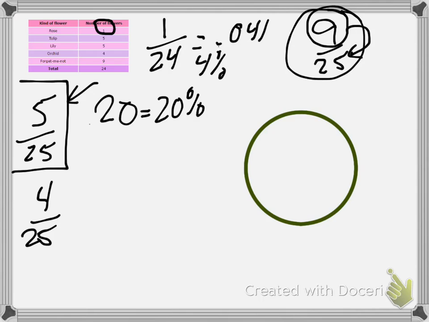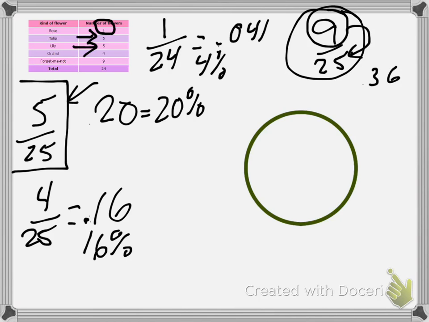So 20% of the circle is going to be Tulip, and 20% is going to be Lilies. So there's two 20% there, just don't forget. I only wanted to do the calculation once though. And then if we look at 4 divided by 25, we end up with decimal 16, which is 16%. And then finally our big one, we got 9 divided by 25. 9 divided by 25 is decimal 36, which is 36%.